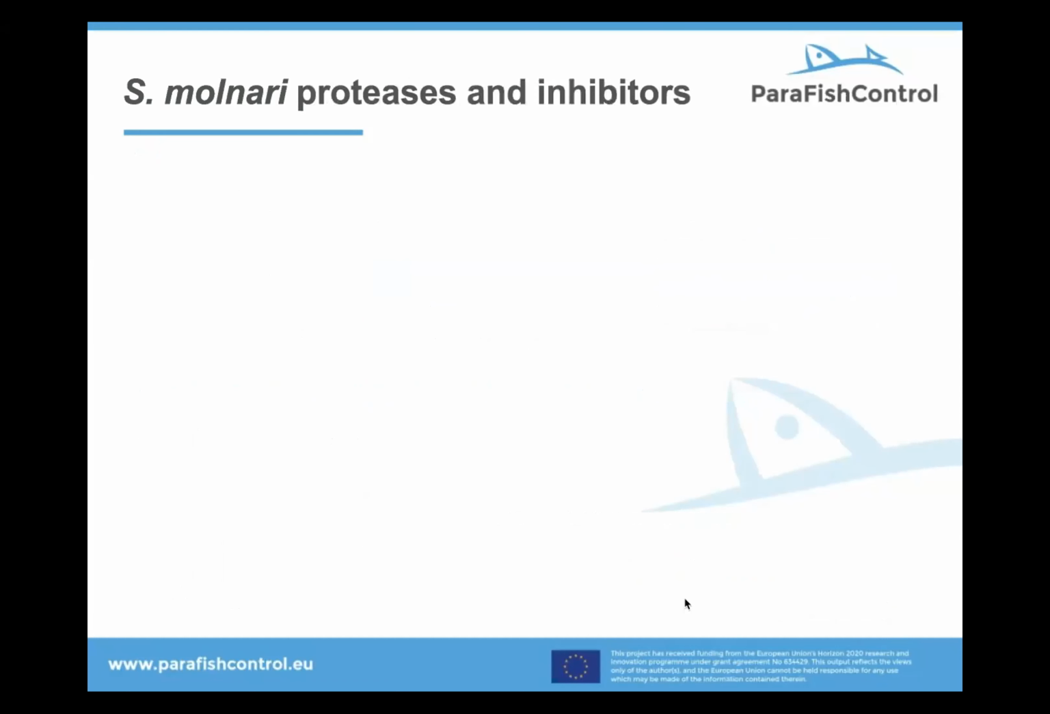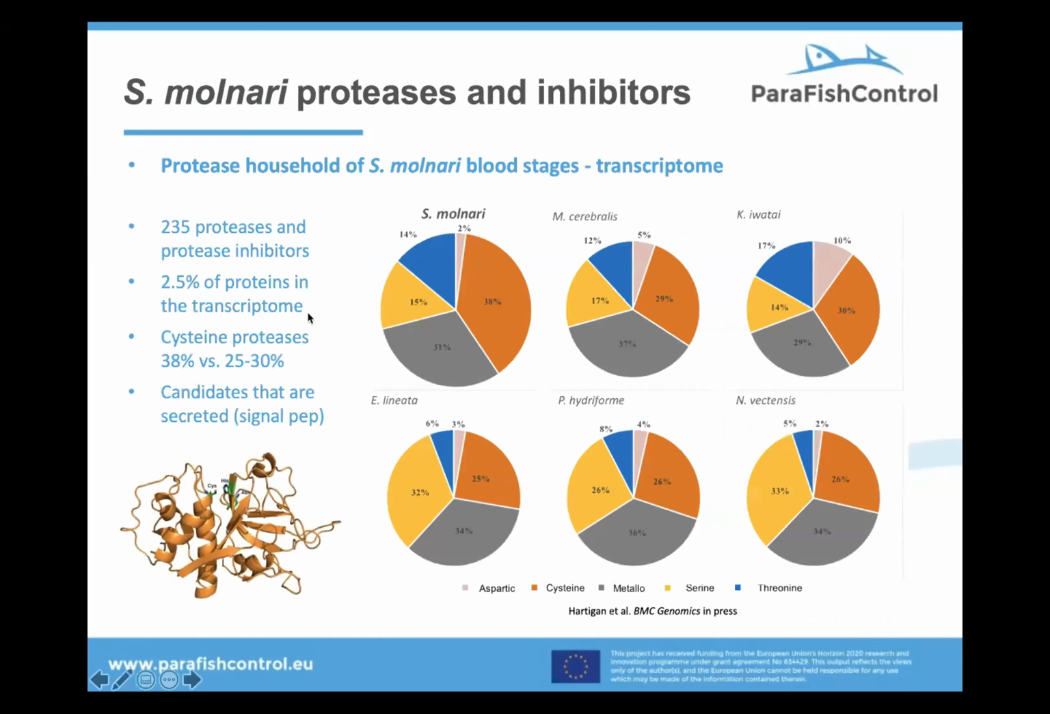Okay, and now just very quickly, the second approach we took: the proteases and inhibitors. We first looked at the protease household of the blood stages of our parasite. You can see we have a large number of proteases. The important bit is that about 38% are cysteine proteases, which are not usually that common in other parasites of the Myxozoan group or in free-living cnidarians.